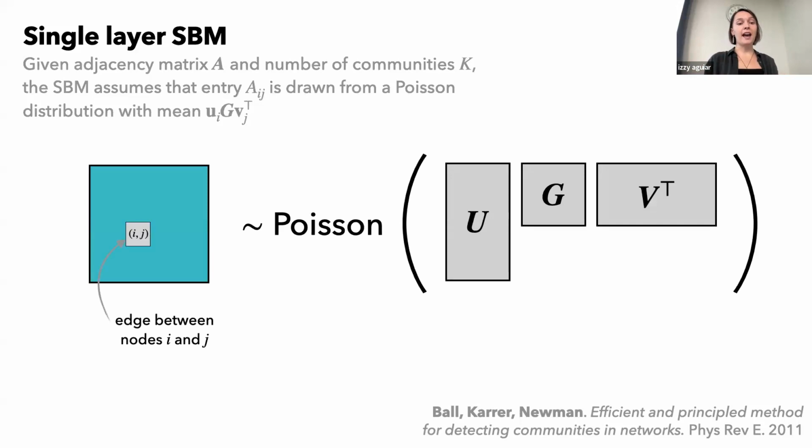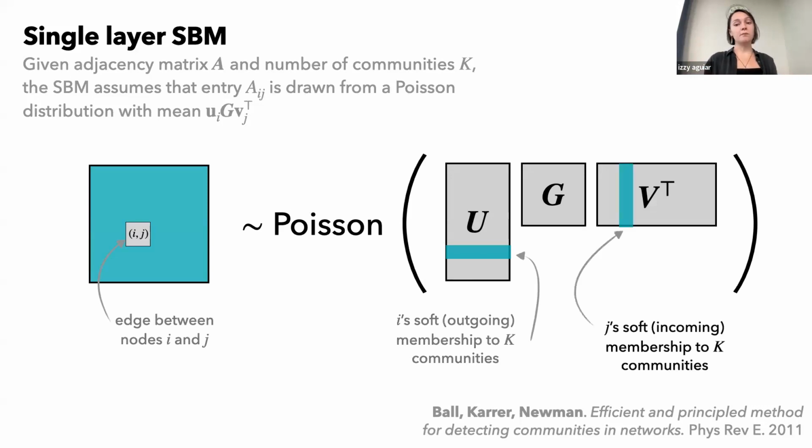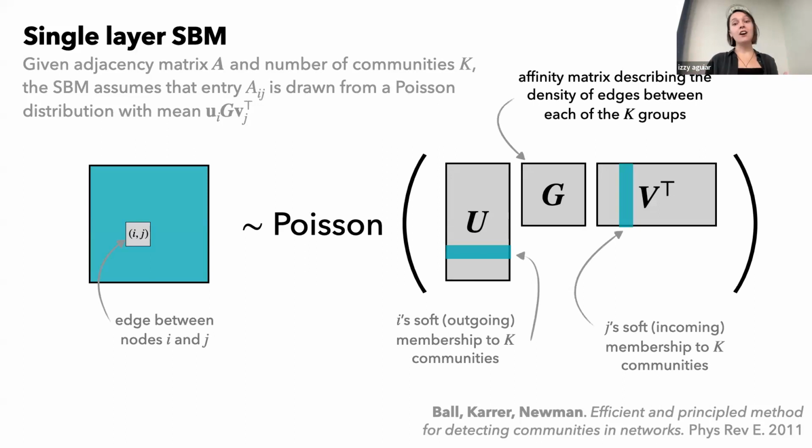So specifically, we have an edge between nodes i and j, which can be described by i's soft membership to K different communities, j's soft membership to K different communities, and this thing called an affinity matrix, which describes the density of edges between each of the K groups. As an intuition, if we were only allowed to belong to one social group, not soft membership like it actually is, but just for intuition's sake, then if we have a math group, a reading group, and a soccer group, then to see the rate at which a soccer person interacts with a math person, we could look up that entry of that affinity matrix G.